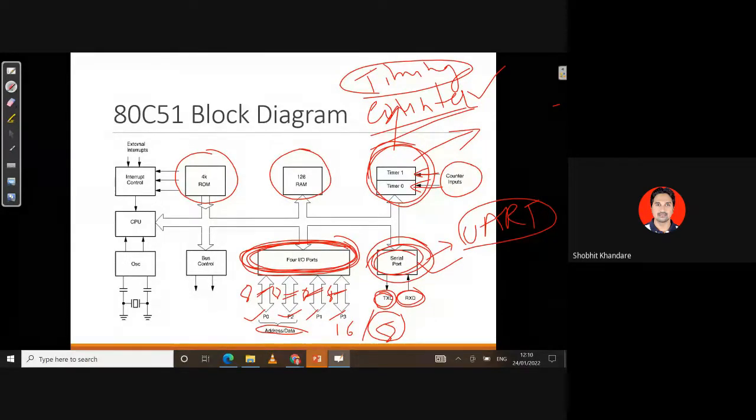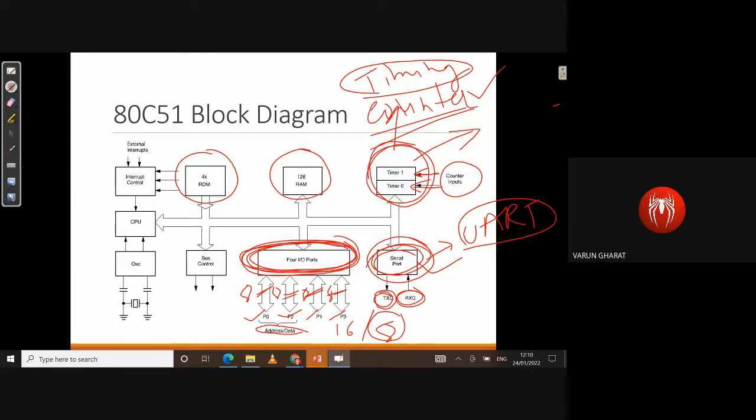Shall we proceed further? Yes, sir. Okay. Now comes the control bus.